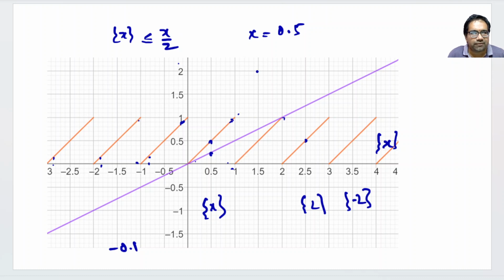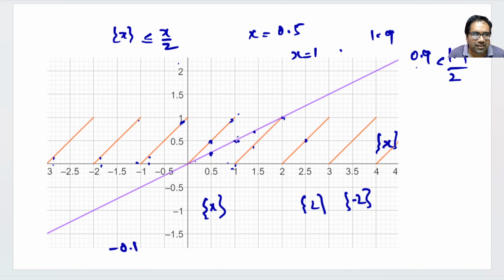Okay, so now let's take this case. Let's say x is equal to 1. The fractional part of x is 0, so that will be less than x by 2, which is fine. If x is 1.4, then the fractional part of x is 0.4, and x by 2 is 1.4 by 2, which is 0.7, which is also fine. When x is 1.9, the fractional part of x is 0.9, and what is x by 2? 1.9 by 2, so the fractional part of x is actually lesser than 1.9 by 2, right?